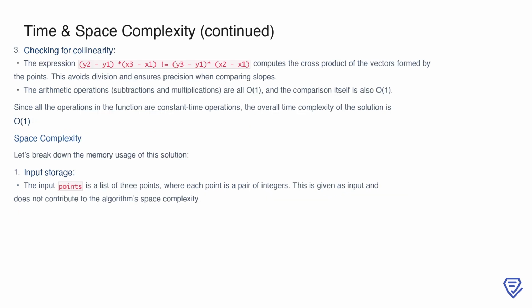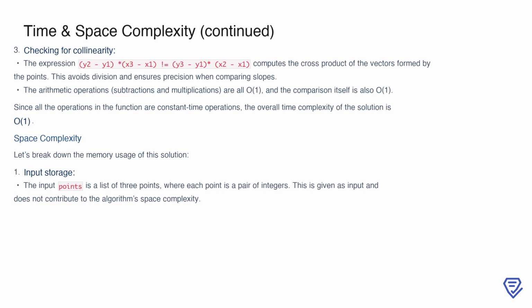The next step in the function involves checking for collinearity among the 3 points. This is achieved using the expression (y2 - y1) * (x3 - x1) == (y3 - y1) * (x2 - x1), which computes the cross product of the vectors formed by the points. The use of the cross product ensures precision without the need for division, which avoids potential floating point errors. Each arithmetic operation, subtraction, multiplication, and the final comparison is performed in constant time, or O(1). As a result, this step also has a time complexity of O(1). Since all the steps in the function involve constant time operations, the overall time complexity of the solution is O(1).